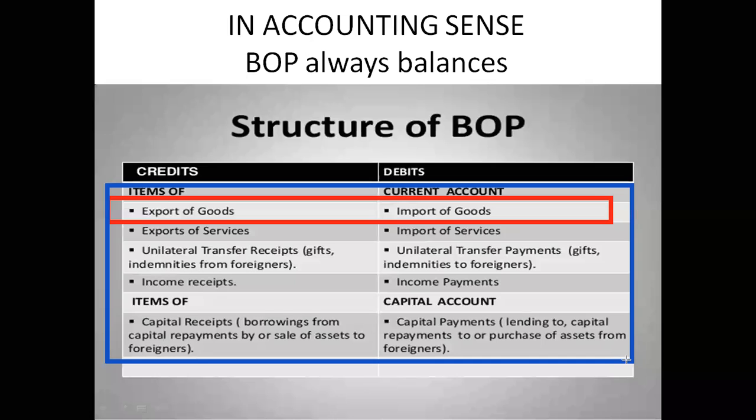But what about balance of payment, BOP? BOP includes all the items. BOP includes visible items, invisible items, unilateral transfers, as well as capital transfers. My point is clear? BOT, balance of trade, only includes visible items, whereas balance of payment includes all the items, whether that is visible items, invisible items, unilateral transfers, or capital transfers. I hope this is clear.